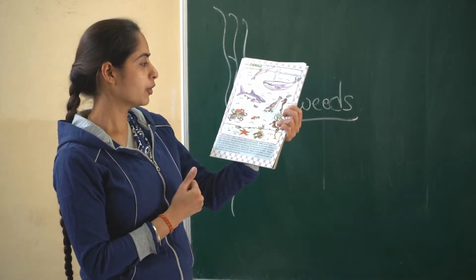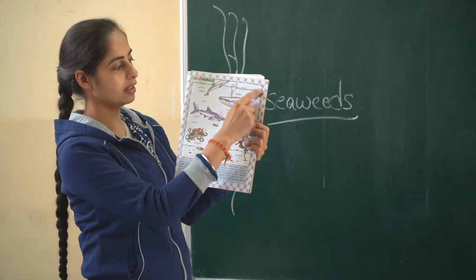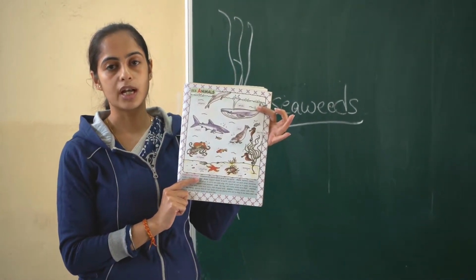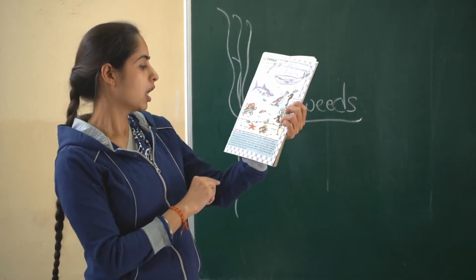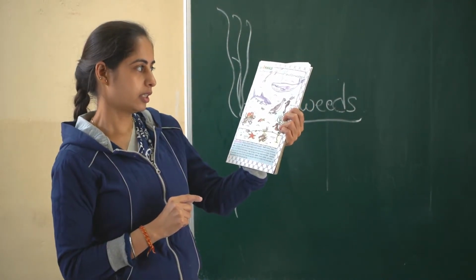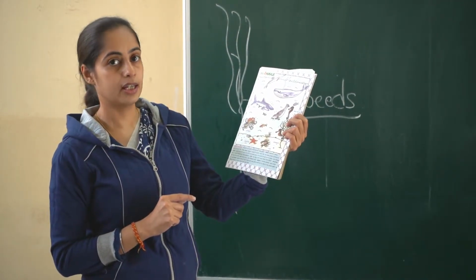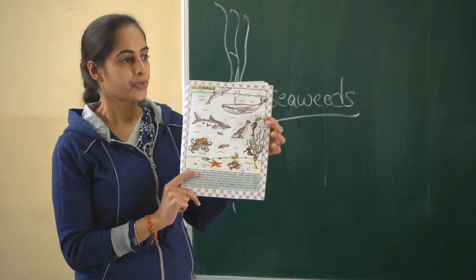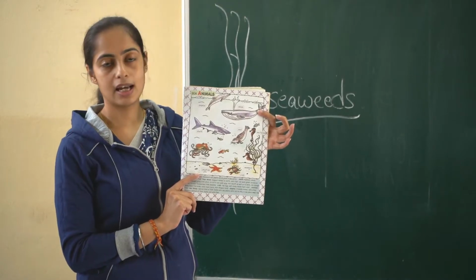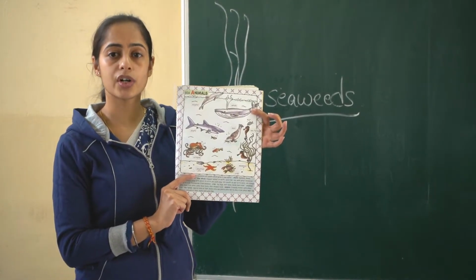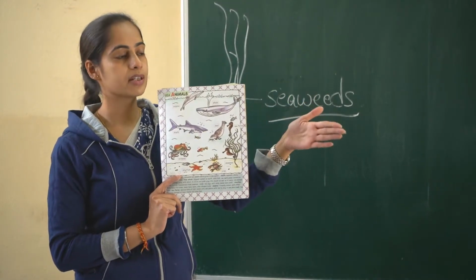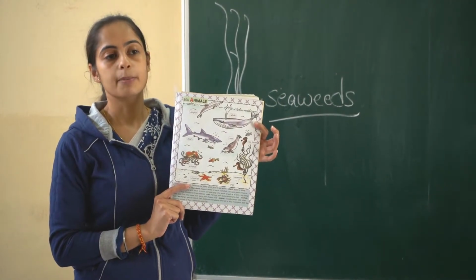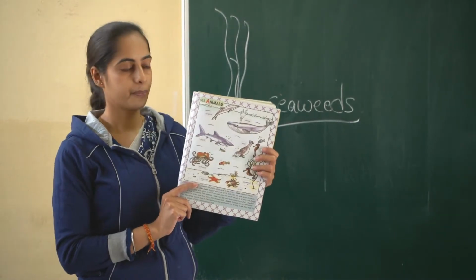Now next we have the blue whale. You can see the biggest animal on earth is known as the blue whale. What does the whale eat? They eat fish and they can swim to great distances. The blue whale has the capacity to swim from one sea to another, and it is known as the biggest animal on earth.